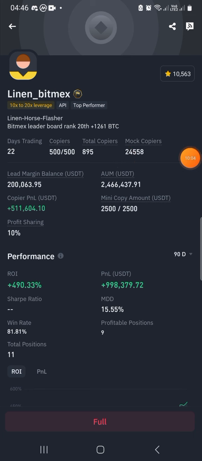So if you watch my TikTok video, I did a mock copying of this particular trader, right? So it's simulated, but it's going to give you the real time how it's going to look if you were actually investing. So we have the lead margin balance, AUM, copier P&L, and then profit sharing. So basically it's around 10%, right? And then if you have the minimum copy amount, then the AUM here. So it means that in order to copy this particular guy, you need to have at least 2,500, and it differs for every single trader.